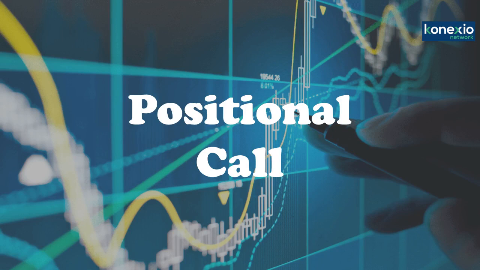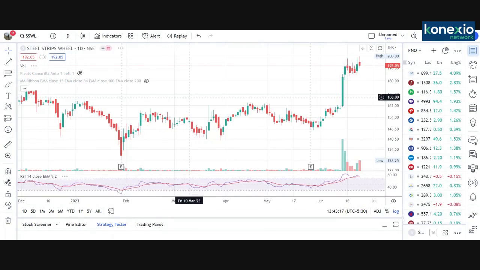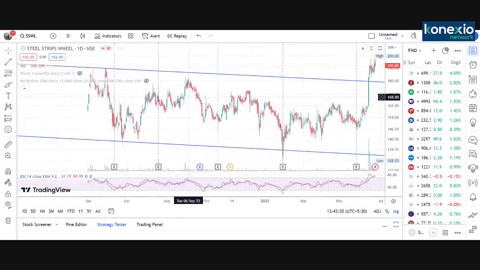So friends, now let us come to the final segment of our show, which is the positional call. I've identified one stock from the mid caps segment. The name of the stock is Steel Strips Wheels. The stock has given a flag pattern breakout. The stock is looking good for short to medium term as well as long term.